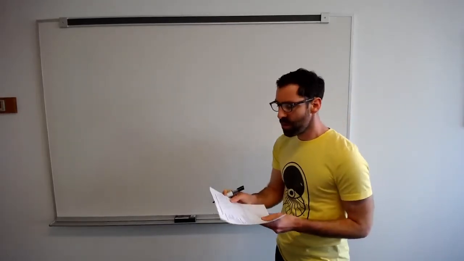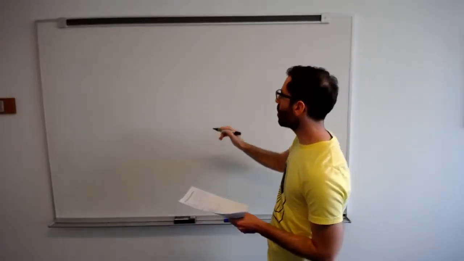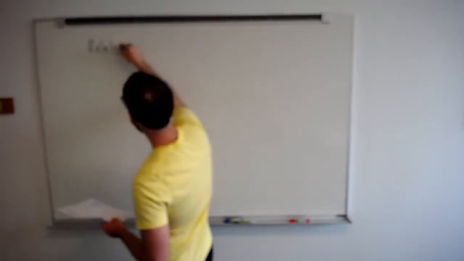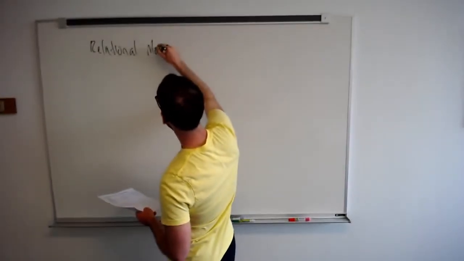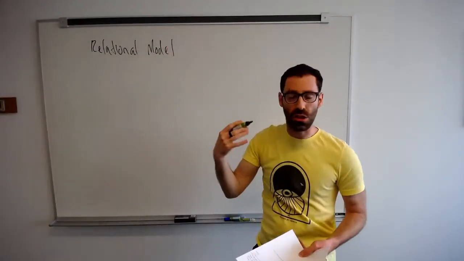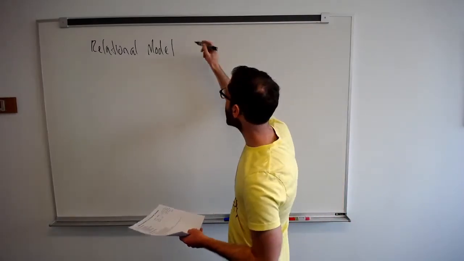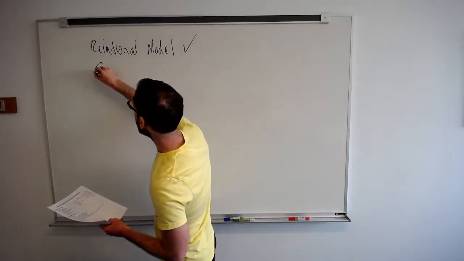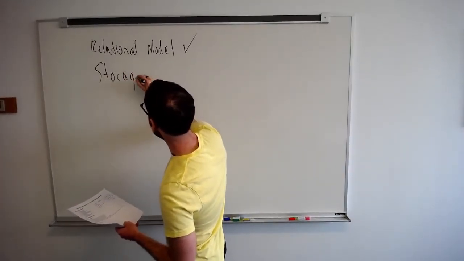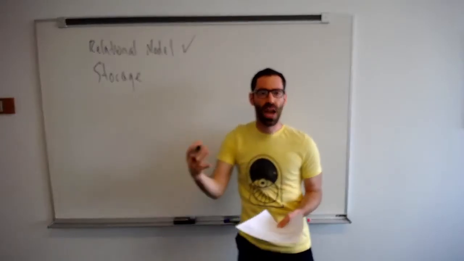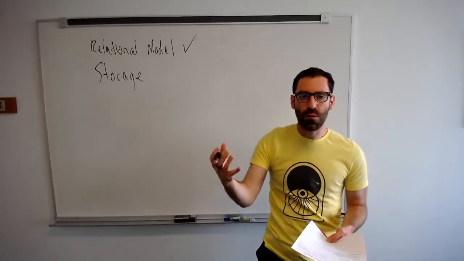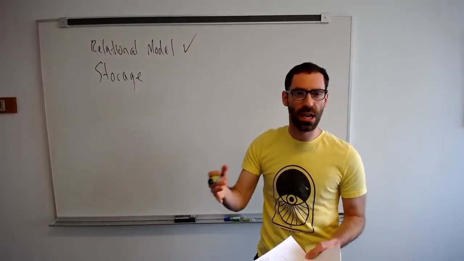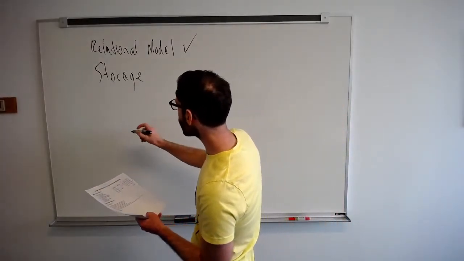All right, so the broad outline for the course: we have the relational model and the SQL query language that we use with that. Check mark, got that squared away. And now we're going to move into talking about storage. How is the information for a database system actually stored and managed at the low level?